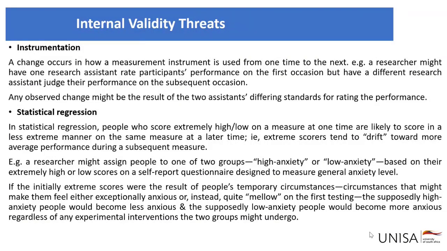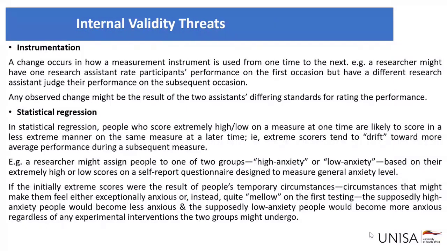Instrumentation, we spoke about it just now. A change occurs in how a measurement instrument is used from one time to the next. For instance, a researcher might have one research assistant rate participants' performance on the first occasion, but have a different research assistant judge their performance on the subsequent occasion. So any observed change might be the result of the two assistants' differing standards for rating.